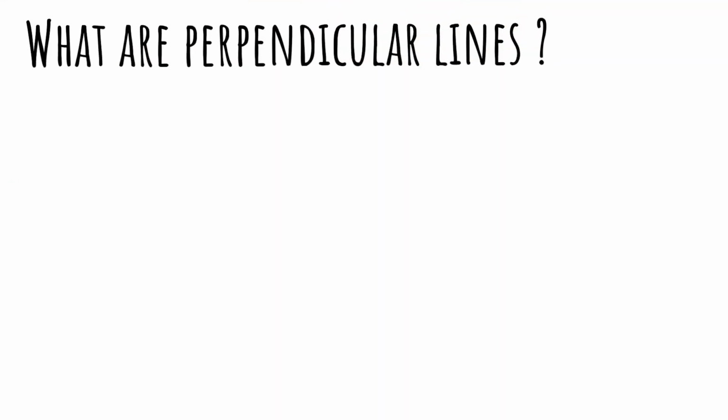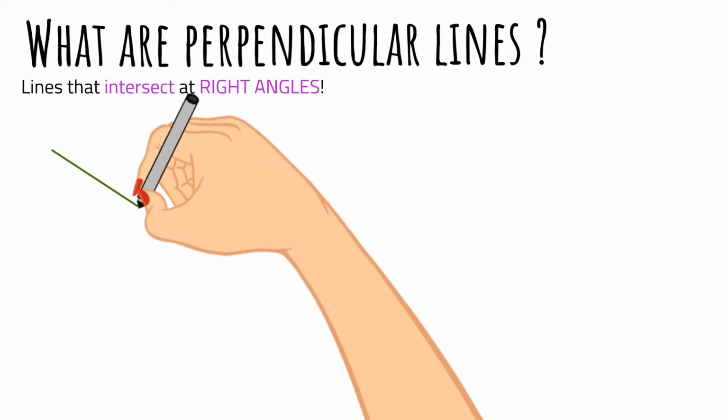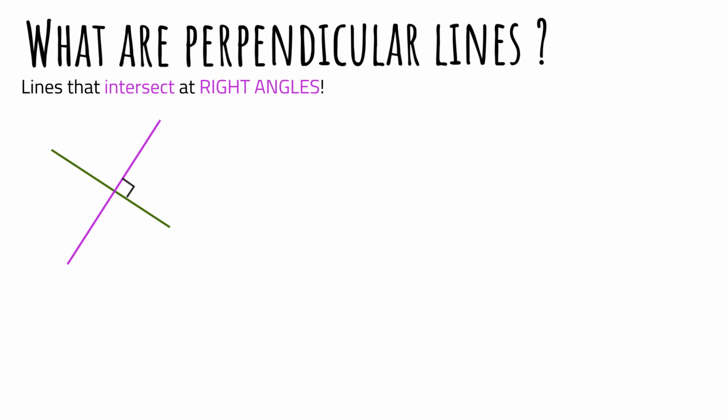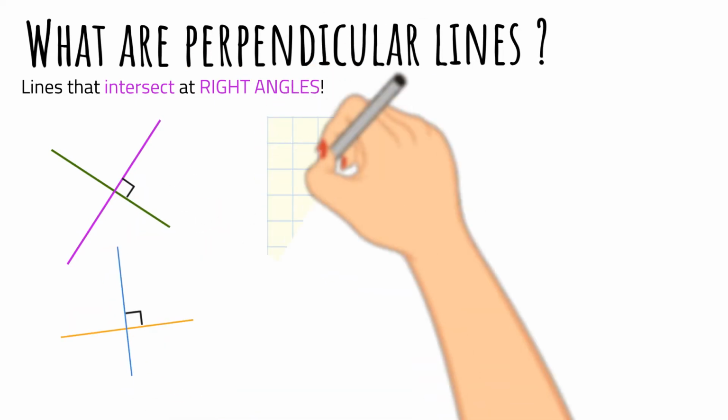Well, that's enough of parallel lines for now. What are perpendicular lines? Well, they are lines that intersect at right angles. For example, this green line and this purple line are perpendicular because they intersect at a right angle. So does that blue and yellow line.